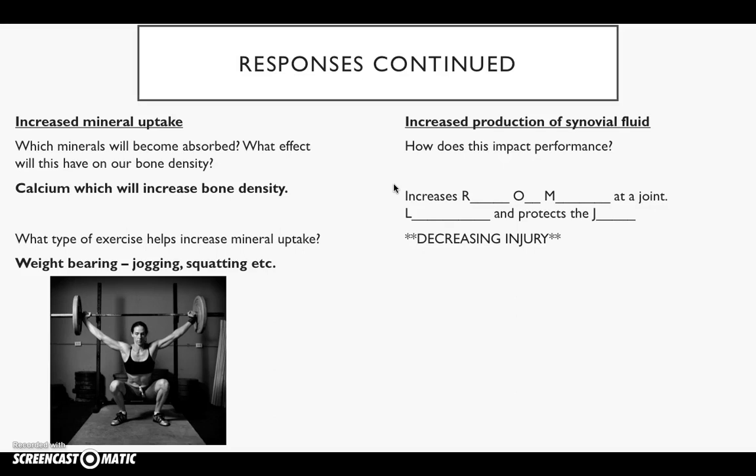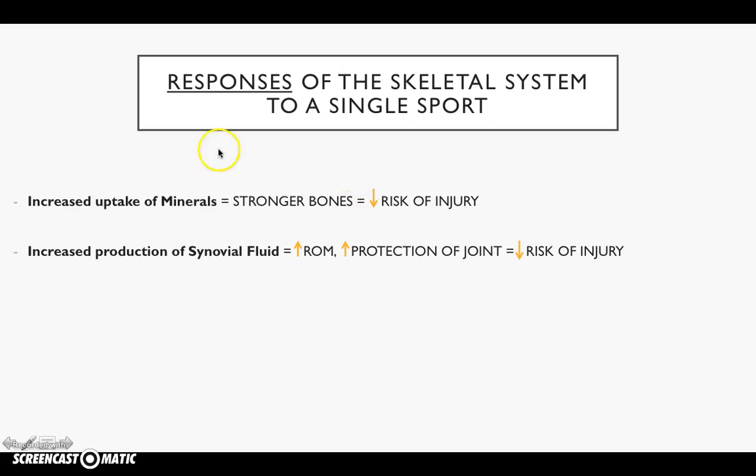This means we're going to get an overall effect of decreasing our risk of injury. Decreasing injury is the outcome of an increased production of synovial fluid, as well as lubrication. It lubricates the joint, increases range of motion, nourishes our hyaline cartilage, so our hyaline cartilage stays healthy.